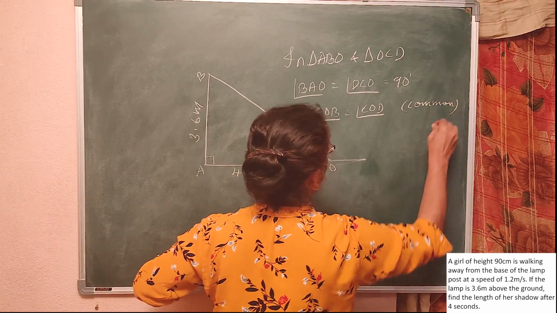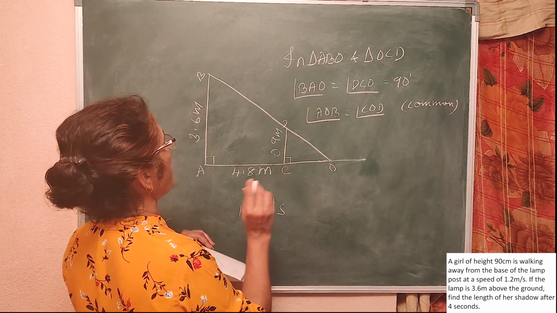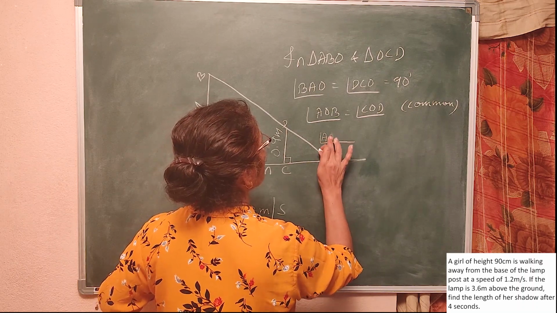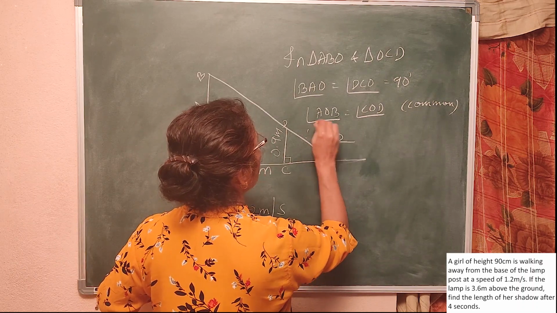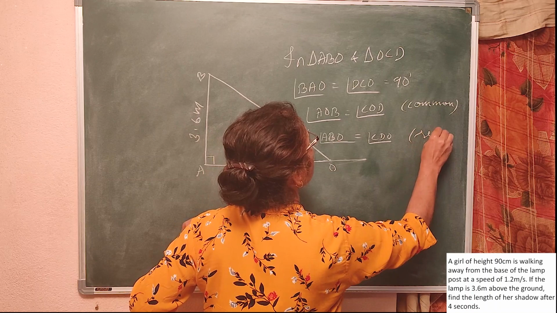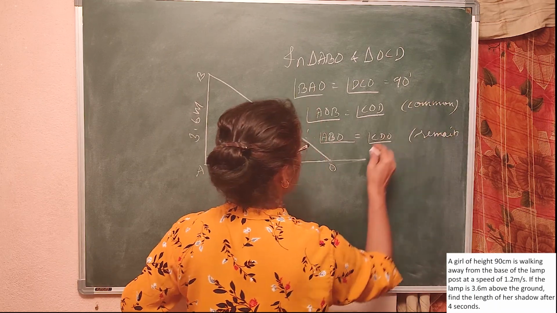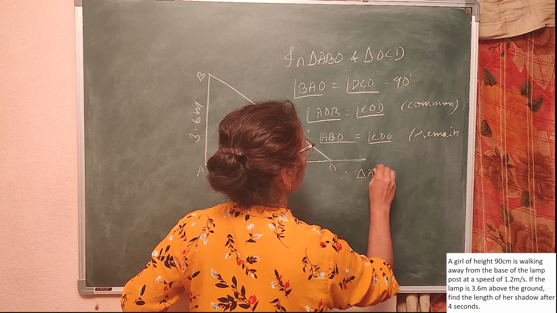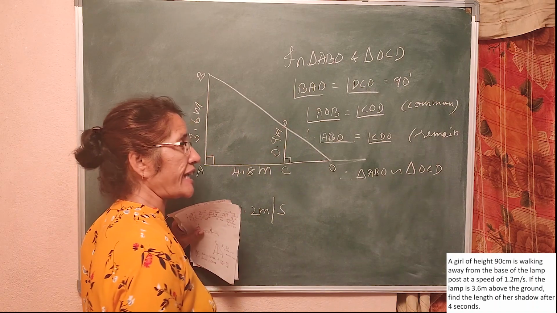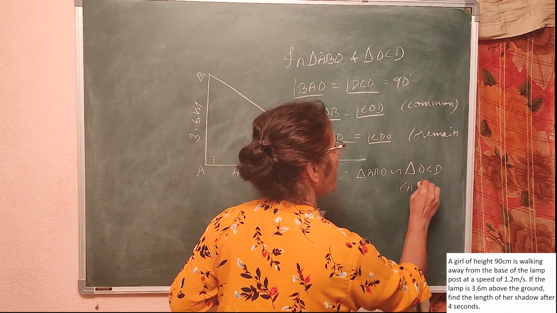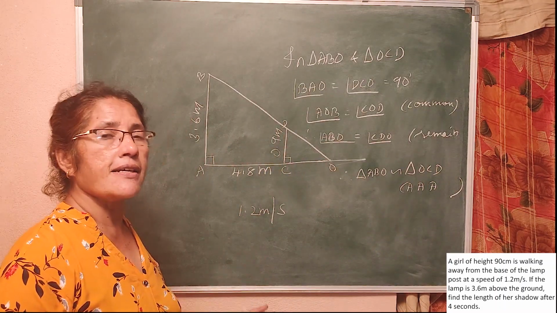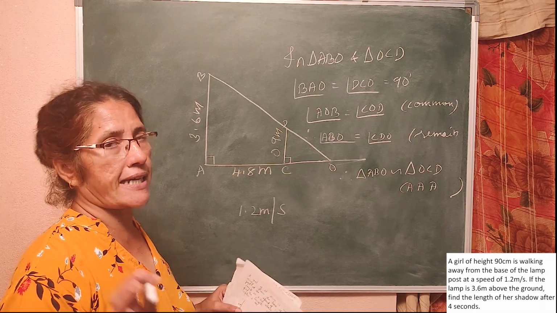So, when two angles are equal, the third angle will automatically be equal. So, what can I write down? Therefore, angle ABO is equal to angle CDO by remaining angle. We discussed the three angles. Therefore, triangle ABO is similar to triangle OCD. Which criteria? AAA similarity criteria.